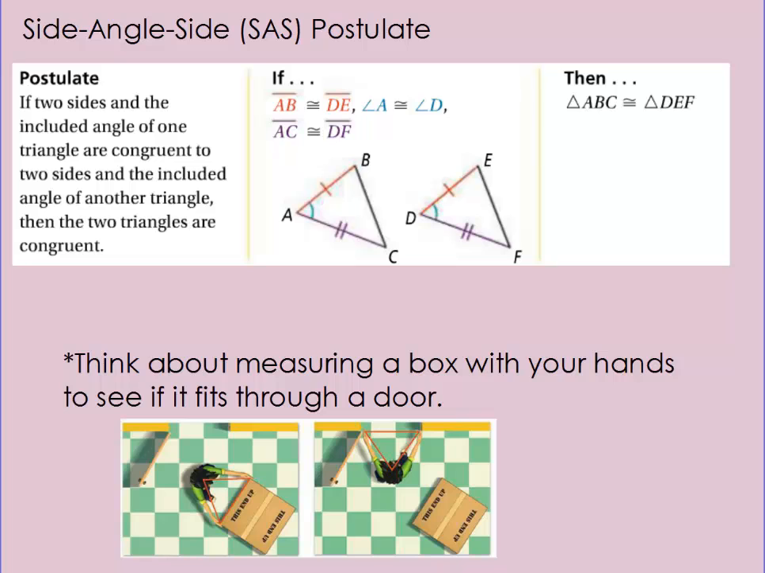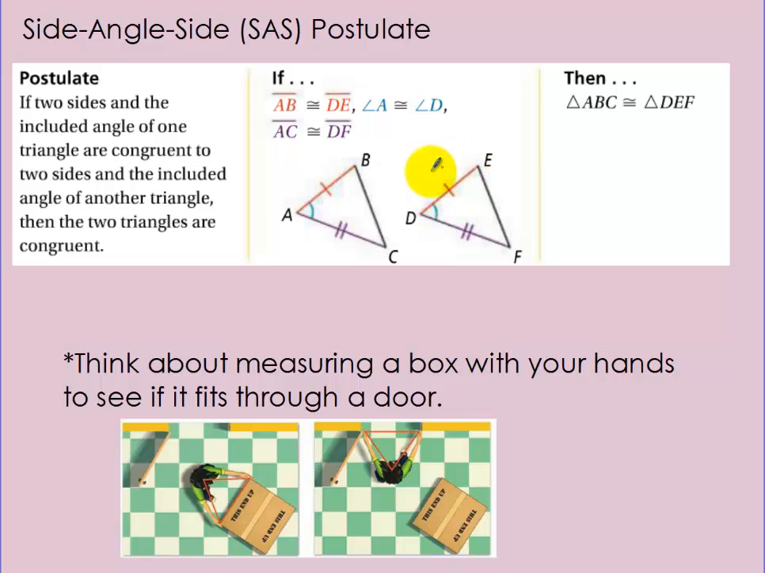Alright, let's do the other one. Side-angle-side, SAS postulate. This says if you have two sides and the angle that's in between those two sides, then you have congruent triangles. So we have sides AB and AC are congruent with DE and DF. If you have that angle in between and those two sides, we can say the whole triangle is congruent.